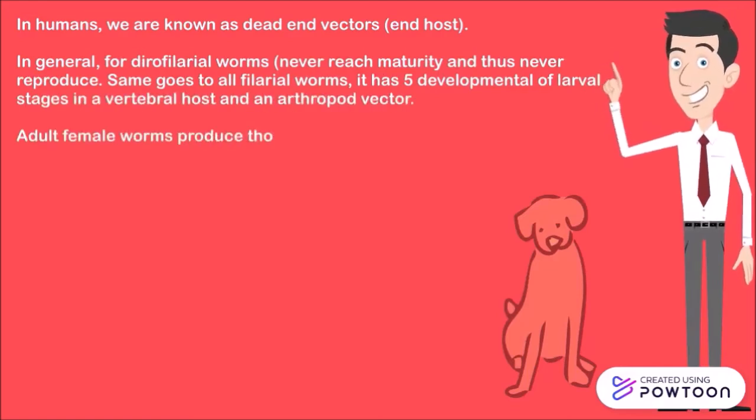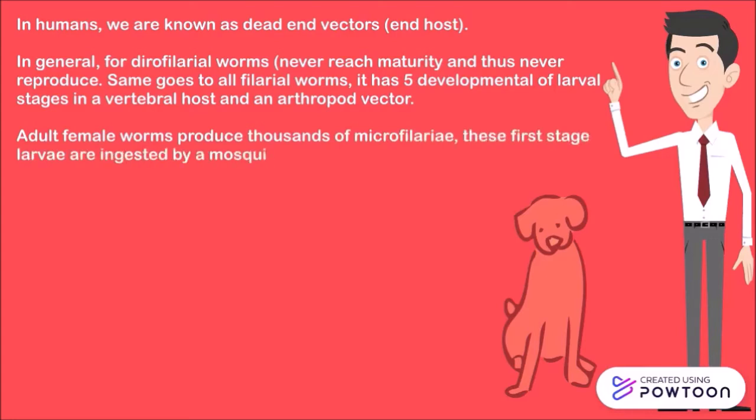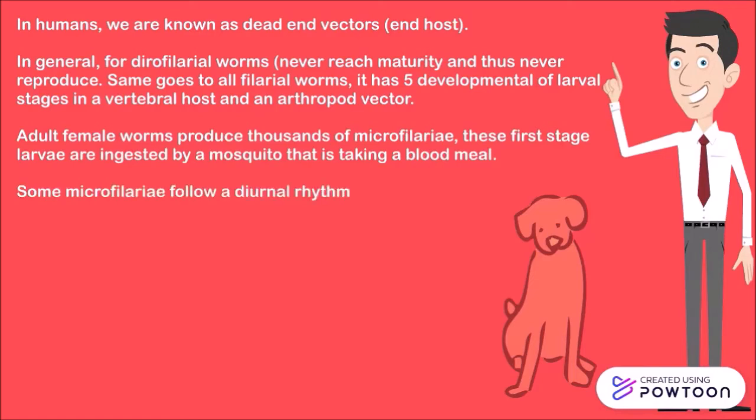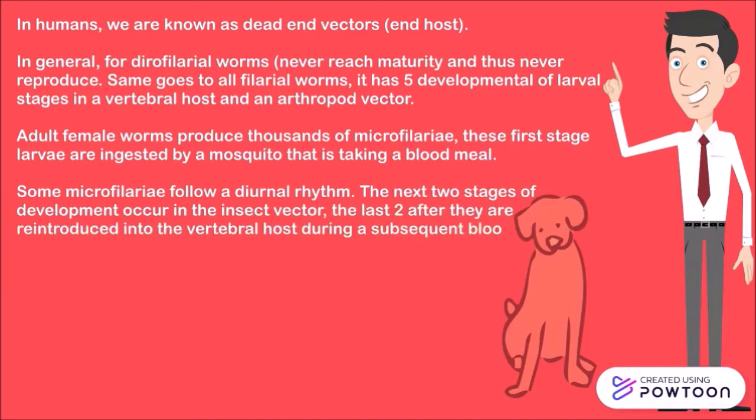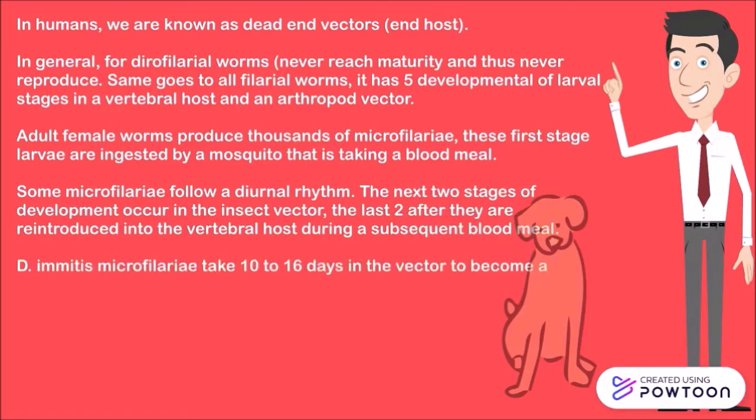Adult female worms produce thousands of microfilariae, whose first stage larvae are ingested by a mosquito that is taking a blood meal. Some microfilariae follow a diurnal rhythm. The next 2 stages of development occur in the insect vector. The last 2 occur after they are reintroduced into the vertebrate host during a subsequent blood meal. D. immitis microfilariae take 10 to 16 days in the vector to become a full adult in the right ventricle and pulmonary arteries of the dog.